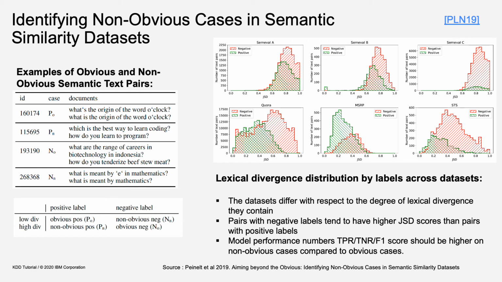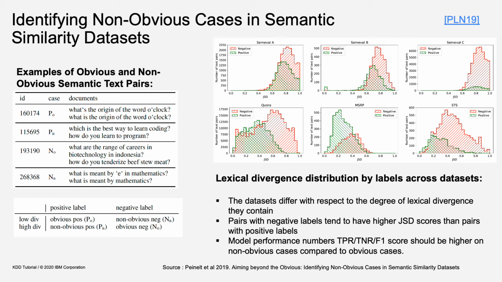An obvious semantically positive text pair is "What's the origin of the word o'clock?" and "What is the origin of the word o'clock?" On the other hand, a non-obvious semantically positive text pair is "Which is the best way to learn coding?" and "How do you learn to program?" Similarly, an obvious semantically negative text pair is "What are the range of careers in biotechnology in Indonesia?" and "How do you tenderize beef stew meat?" A non-obvious semantically negative text pair is "What is meant by E in mathematics?" and "What is meant by mathematics?"